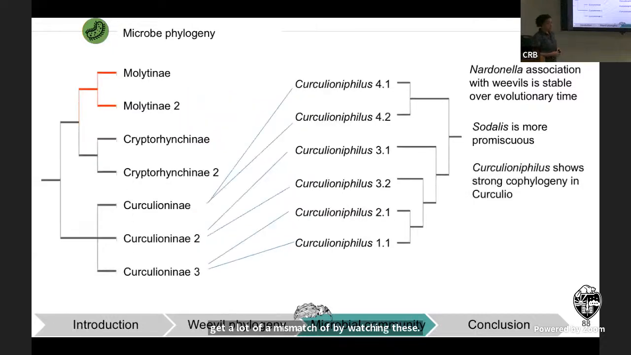And then finally, Curculionophilus does seem to show evidence of cophylogeny, but it's important to note that it's only been found in Curculionini. So it's only been found in one group of weevils. In that group of weevils, it seems that closely related strains of Curculionophilus are in closely related weevils, but we don't really know what that would look like if they were to be found in other weevils.